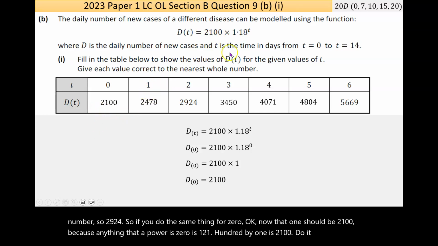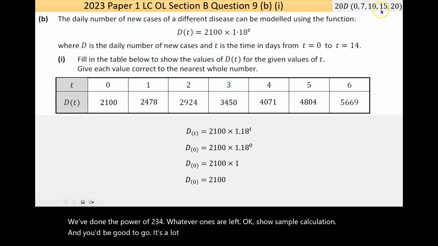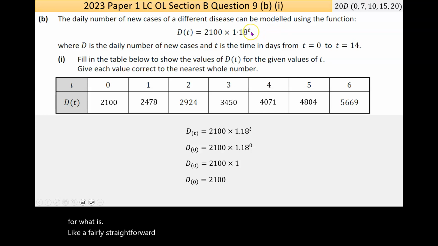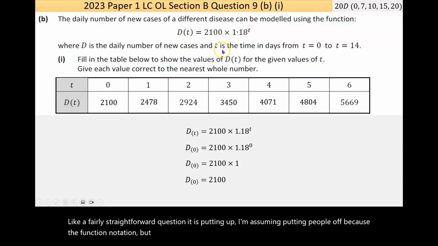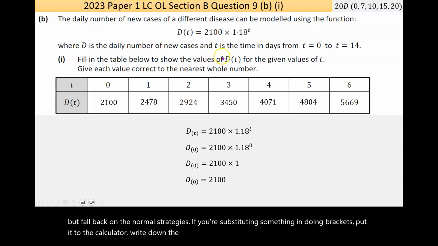Do it for power of 1. You've done the power of 2, 3, 4, whatever ones are left. Show a sample calculation and you'll be good to go. It's a lot of marks. That is a chunk of marks across the Leaving Cert for what is a fairly straightforward question. I'm assuming it's putting people off because of the function notation, but also the power. People may not know what to do, but fall back on the normal strategies. If you're substituting something in, do it in brackets, put it in the calculator, write down the answer. That will get you through.